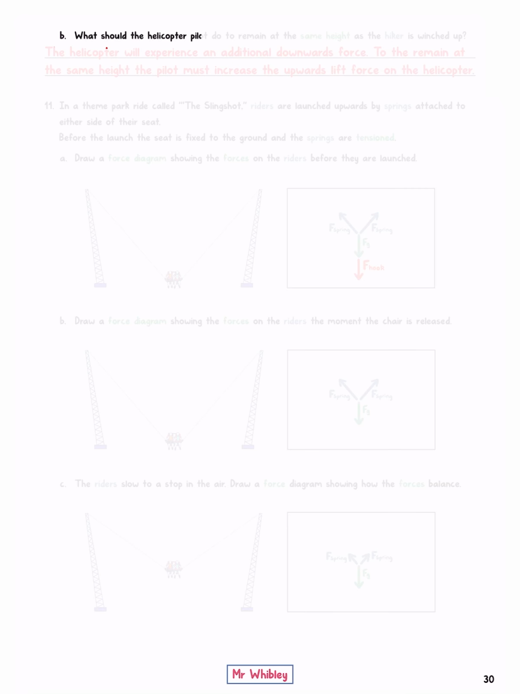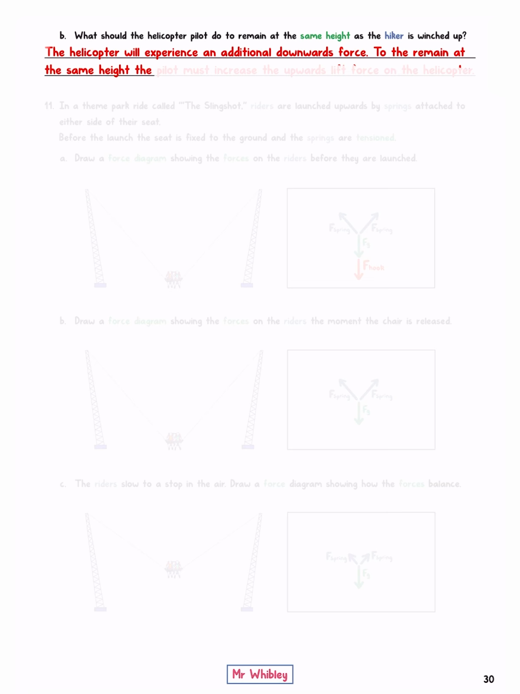What should the helicopter pilot do to remain at the same height as the hiker is winched up? The helicopter will experience an additional downwards force. To remain at the same height, the pilot must increase the upwards lift force on the helicopter. This will make sure that the downwards force from pulling the hiker up is counteracted by an increased lift force, such that the net force would be 0, and the helicopter would remain at the same height.